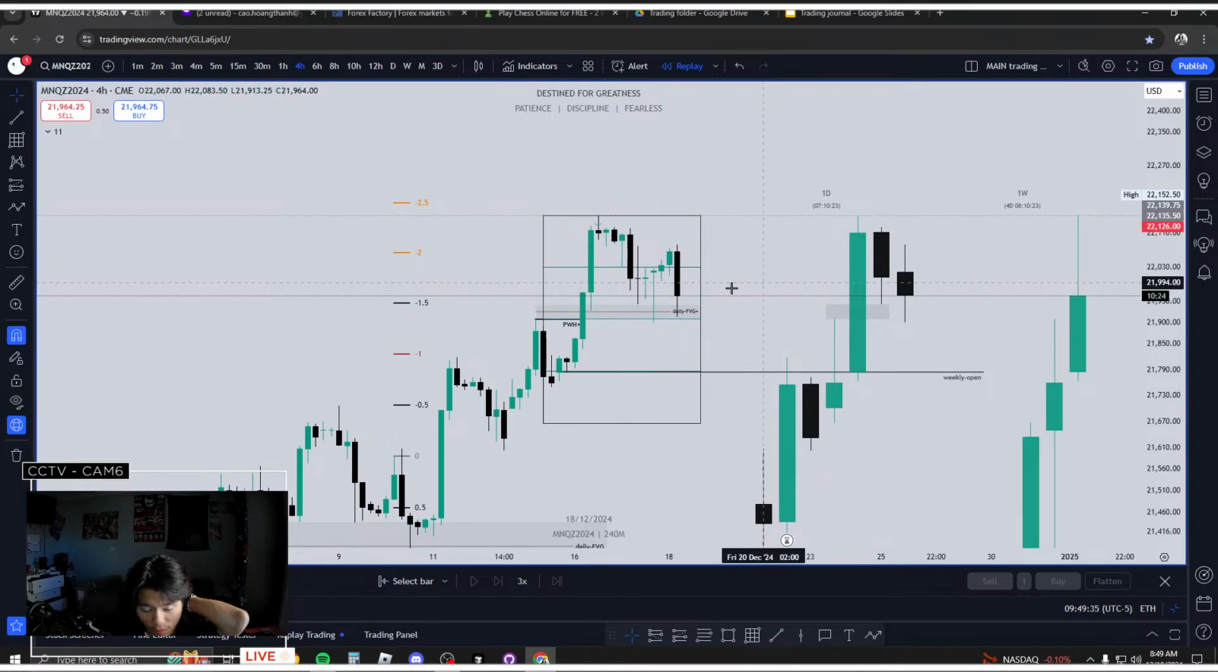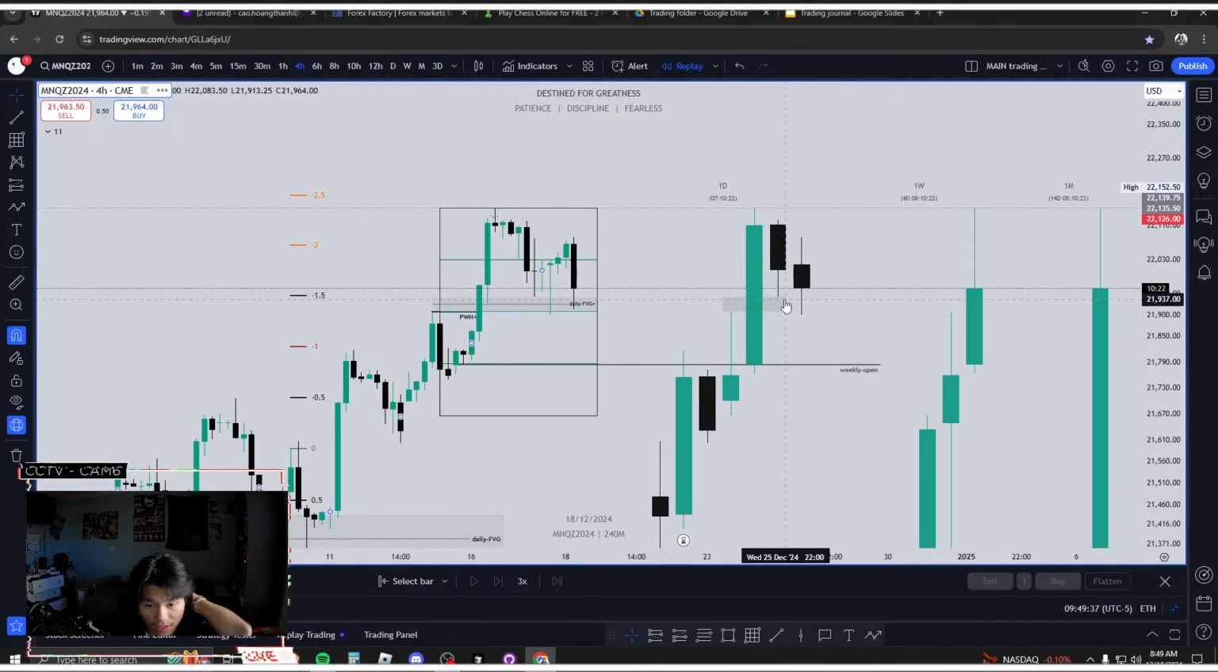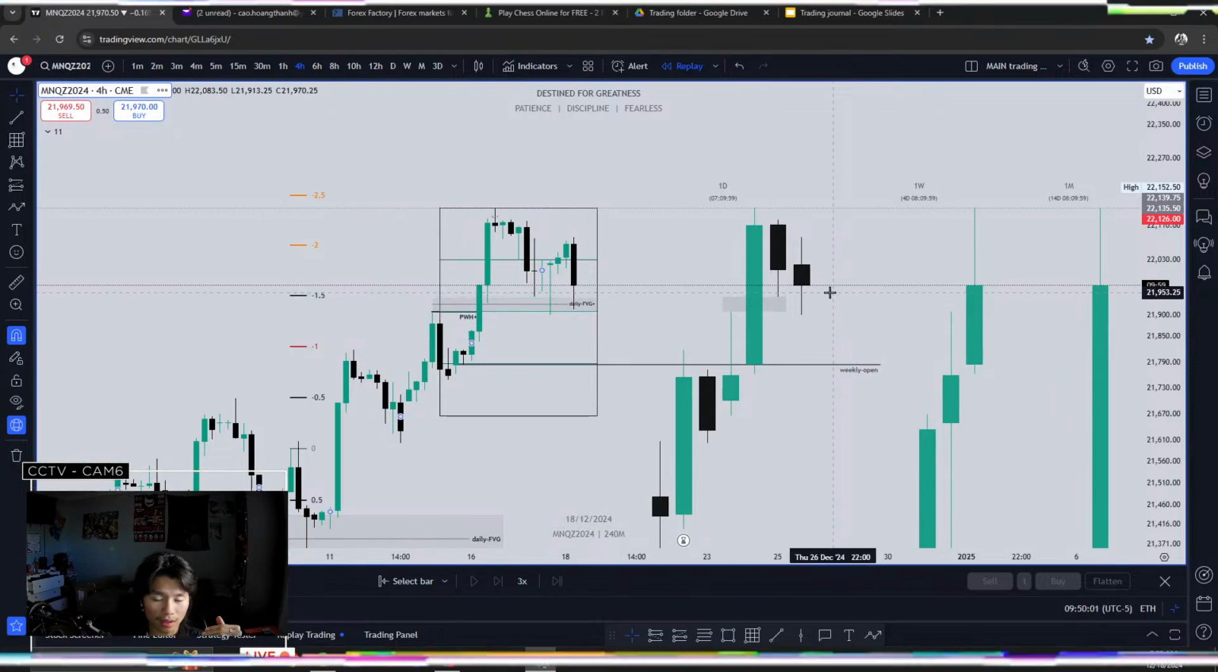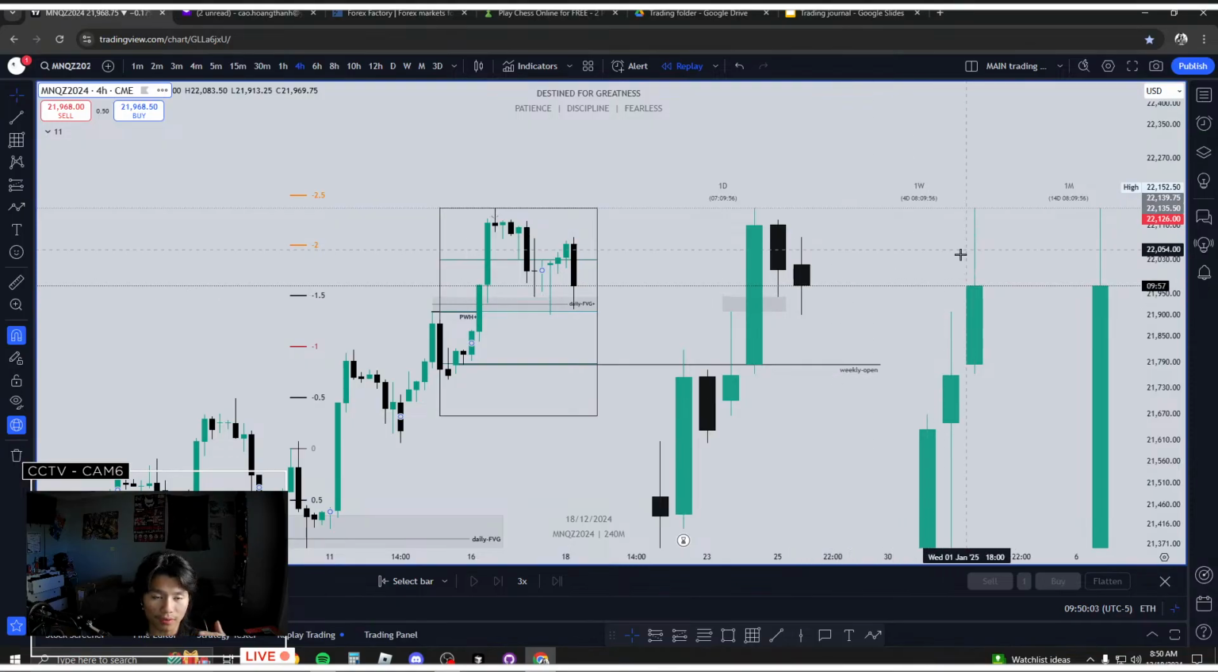Now, like I said before, we created that daily fair value gap. It gets rebalanced, not complete. I'm not really sure if we're going to respect it. If we're going to disrespect it, all I have to wait for is time, right? I'm going to wait for Wednesday's price action. I'm going to wait for how we close here today, to see how we finish off on the rest of the week.